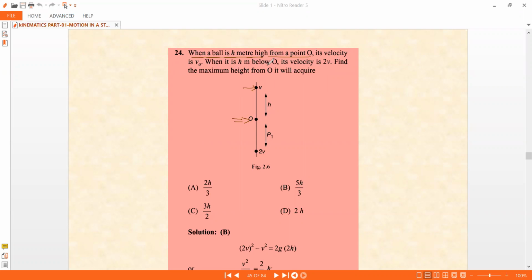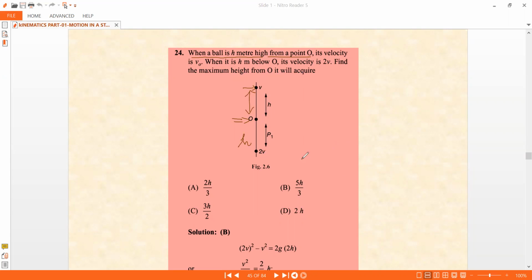When it is h meters below O, its velocity is 2v. So it is h meters below O, and this is also h. When it is h meters below O, its velocity is 2v. Find the maximum height from O which it will acquire. So from this point, to what height can it go? That is the question.